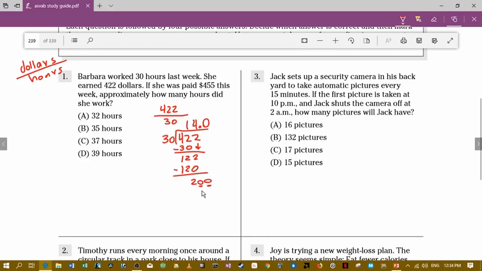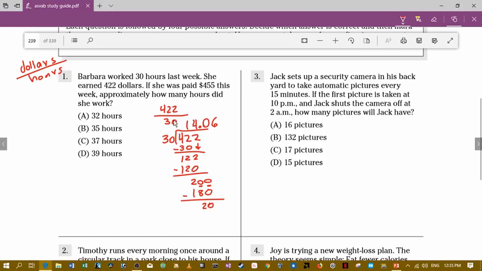Well, 3 times 6 is 18. Therefore, 30 times 6 is 180. 3 times 7 is 21. Therefore, 30 times 7 is 210. So we know this is going to be a 6. Again, 30 times 6 is 180. Subtract. 200 minus 180, of course, is 20.